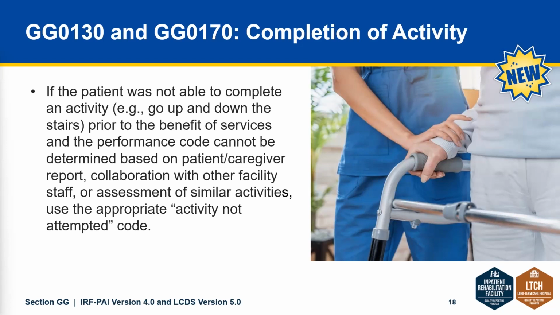We can determine patient performance from observation of the activity. If that is not an option, we may be able to determine performance based on patient caregiver report, collaboration with other facility staff, or via assessment of similar activities. If, after determining that a patient cannot complete the activity prior to the benefit of services, and the performance code cannot be determined using the additional assessment strategies, then selecting the appropriate activity not attempted code would be appropriate.